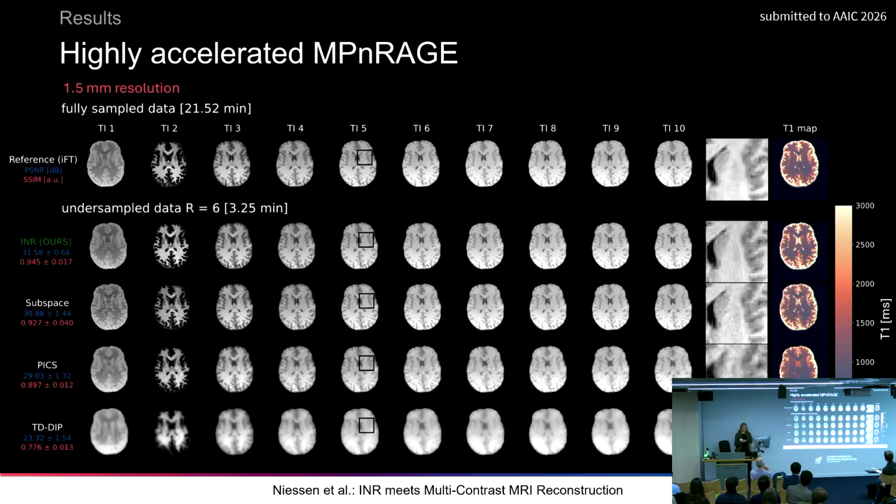And there we can see that it's just noisy in general, which can also be seen in the T1 map. And then last, we compared it also to TD-DIP, which is time-dependent deep image prior, a deep learning-based reconstruction, and we can see that it blurs the images.